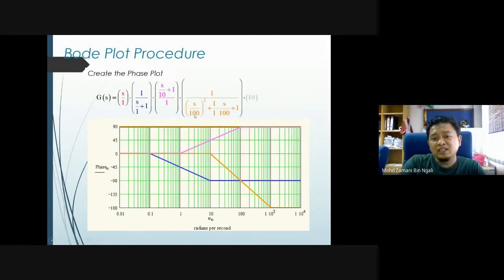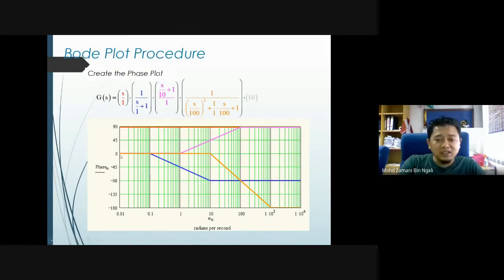Okay, since this is 100, it starts 1 decade before, so it will start from 10, goes down, and it will stop at 1000, and it goes back constant. For constant value, we have no line for this. Okay, right? So now we have 1, 2, 3, 4 lines. Okay, we have to add up everything.